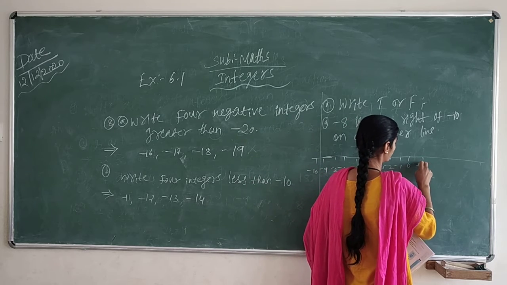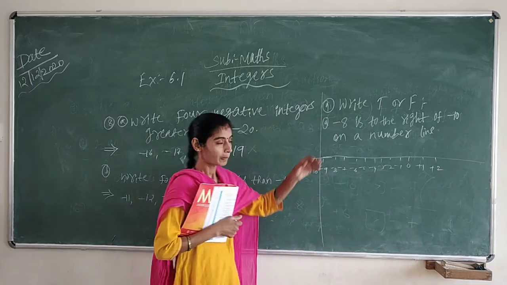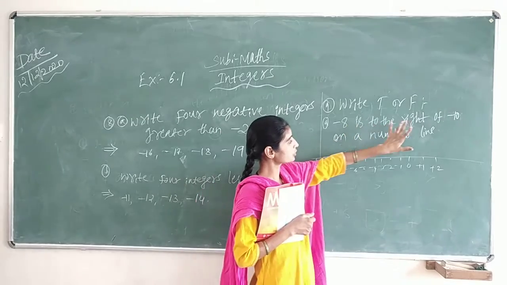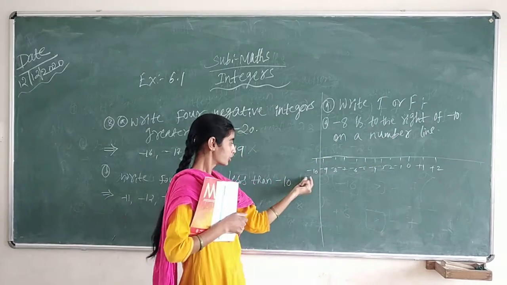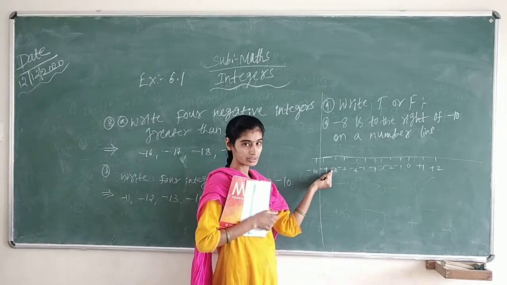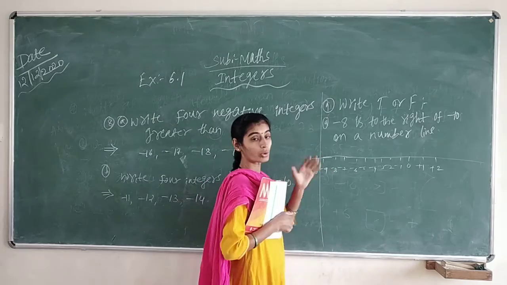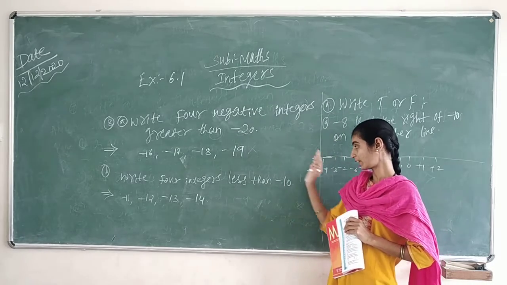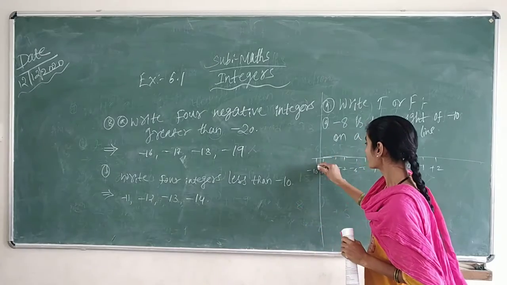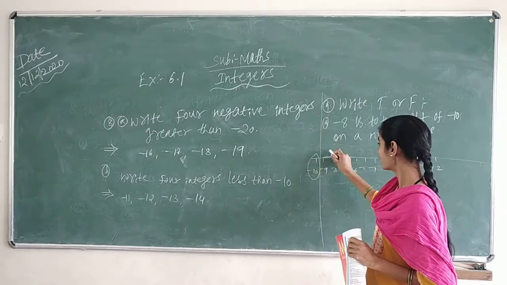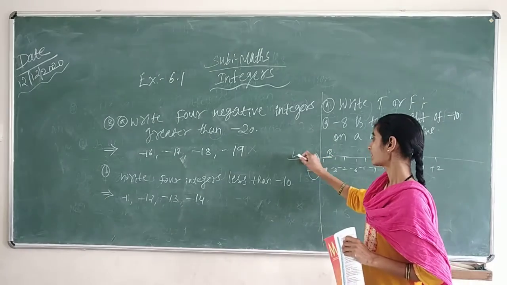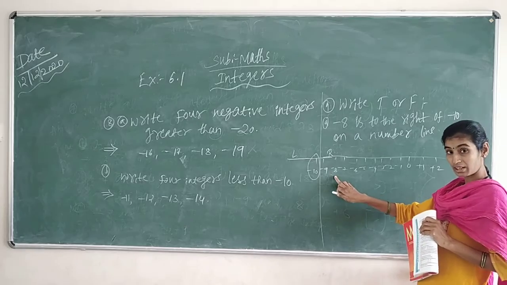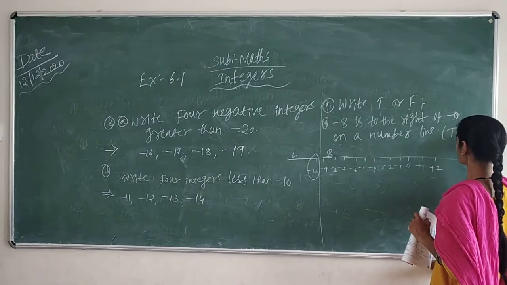So here plus 1, plus 2, plus 3. Now the question is related to the negative numbers. What I have given: minus 8 is to the right of minus 10. So here it is minus 10 and here it is minus 8. Consider this 10: the 10's right side will be this and the 10's left side will be this. Now, on which side is 8 lying? Yes, 8 is on the right of the 10. Then the statement is true.